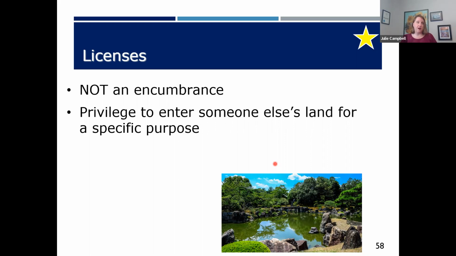So again, back to the come on my land to fish on my pond. I'm either going to give you a license. It's not an encumbrance. In other words, it's not going to encumber my property. It's not going to affect my property. Or I'm going to create a personal easement in gross. Which one are we going to decide? That's between me and you. License is not an encumbrance. Everything else in this unit is.